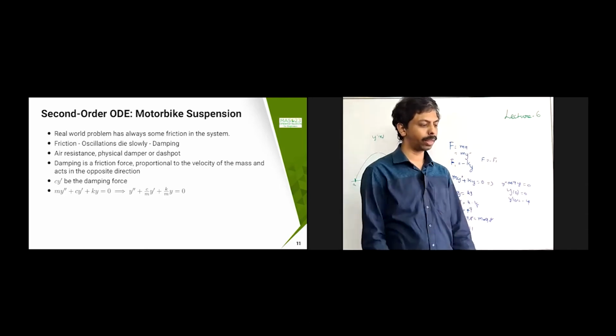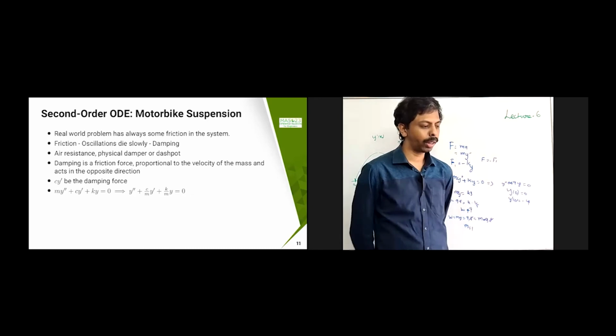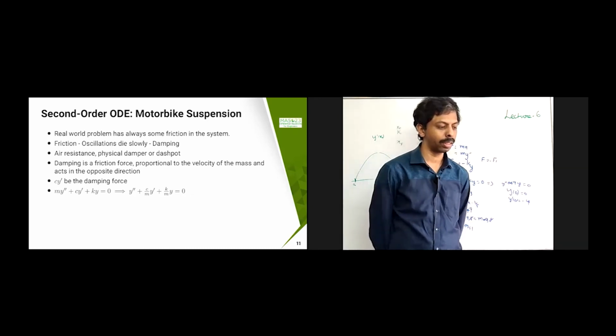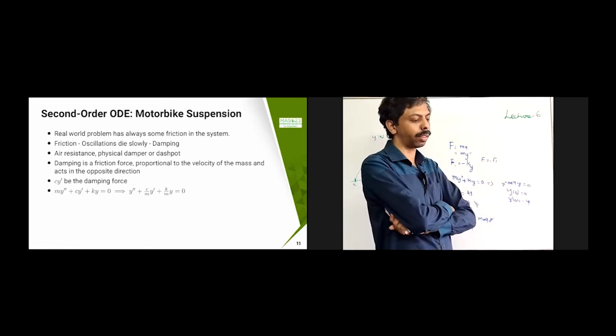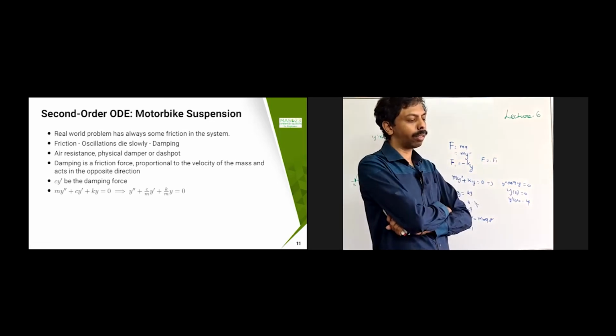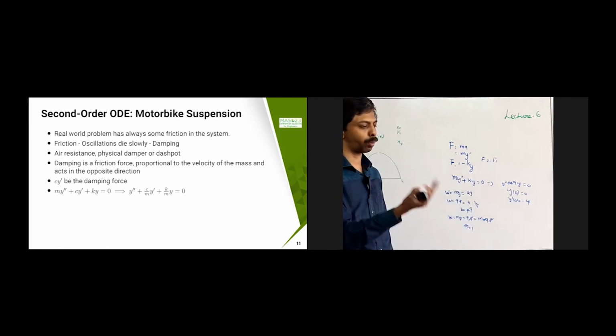If you have friction, then in the real world there will be some friction. In that case, this is going to give you some oscillation, which is called damping. The oscillations die slowly. That is what we call damping. And we have air resistance, or a physical damper or dashboard is there. So that is going to support that.